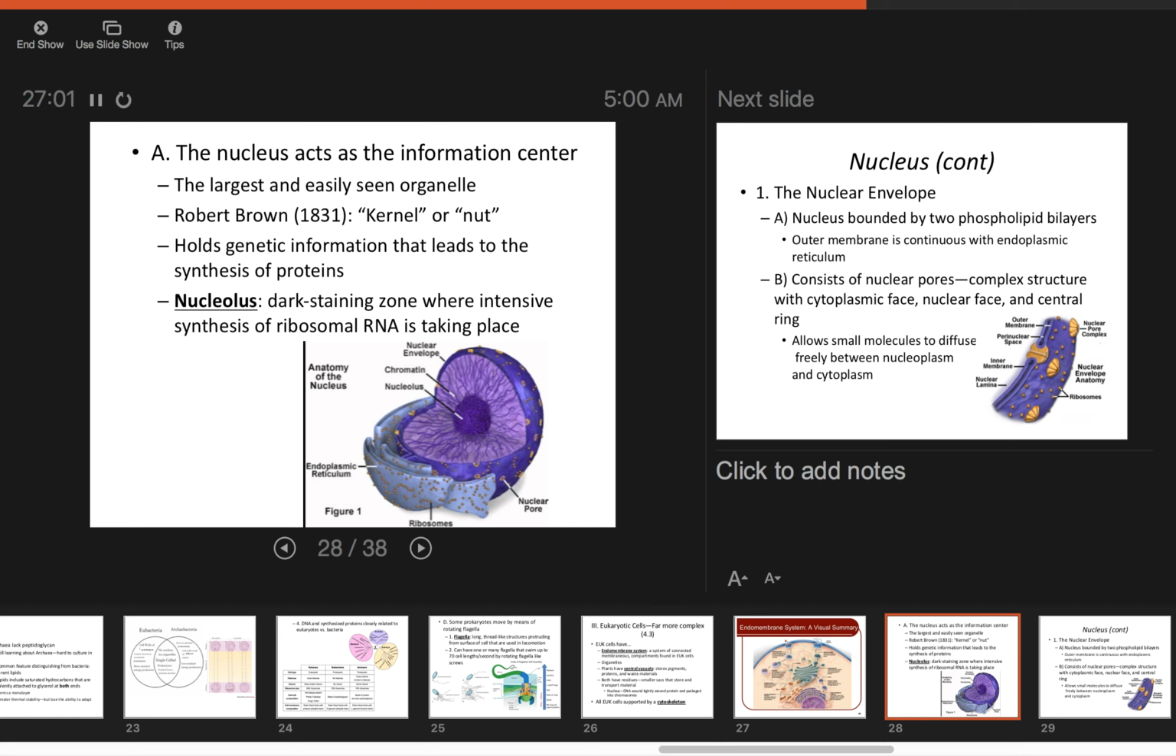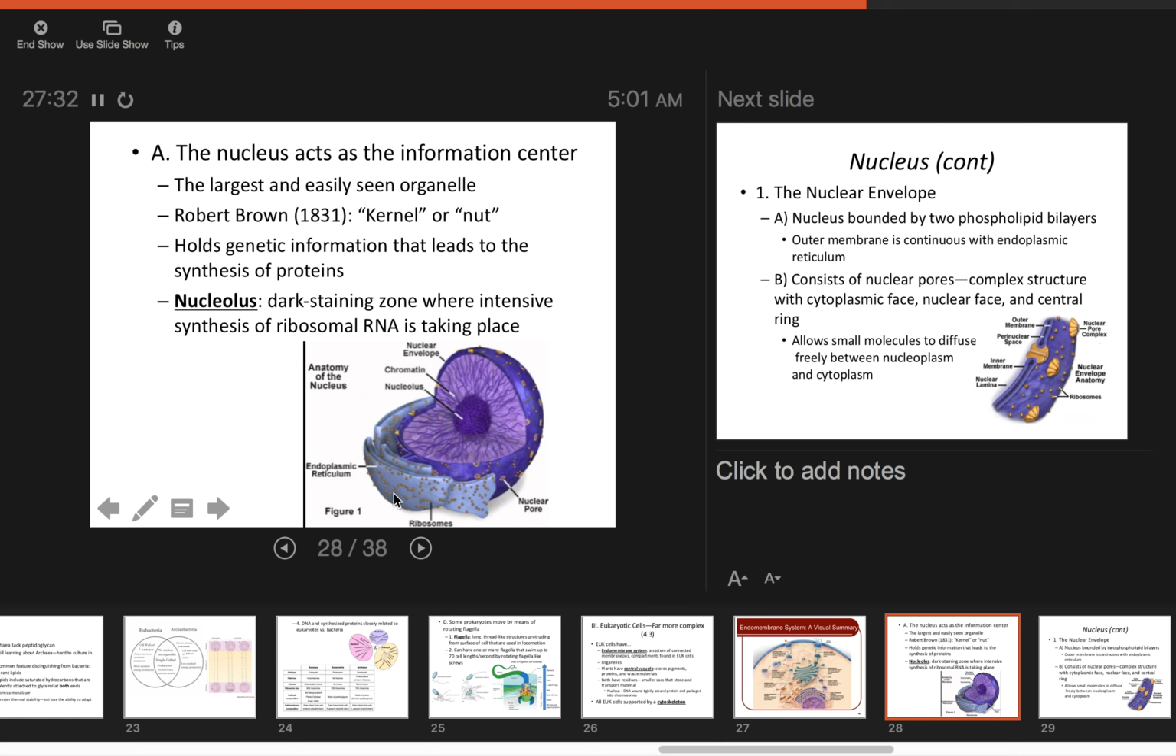There are different parts of the nucleus we have to be aware of. The nucleolus is the dark staining zone. Lots of intensive synthesis of rRNA is taking place here. Then we have chromatin, which is DNA plus proteins. Those proteins are called histones. And then we are going to talk a little bit about the nuclear envelope, how it's also double membraned, how things leave the nucleus through the nuclear pore, and then where do they go after that?